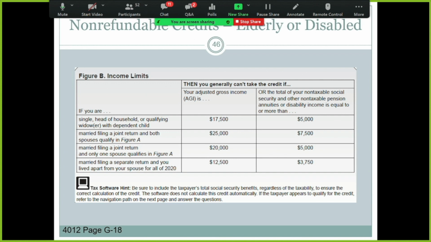Be sure to, there's a note under the software hint, be sure to include the taxpayer's total Social Security benefits regardless of the taxability to ensure the correct calculation of the credit. The software does not calculate this credit automatically. If the taxpayers appear to qualify for the credit, refer to the navigation path on the next page and answer the questions. But once you answer these questions and input the information, then TaxSlayer will do the rest.